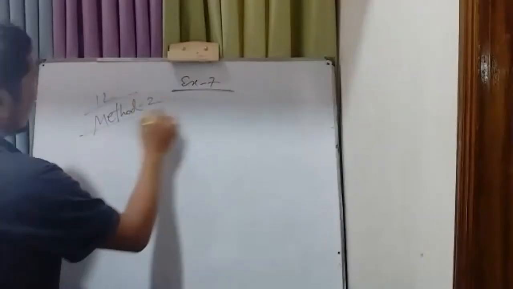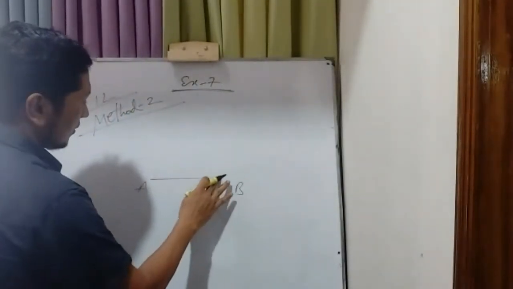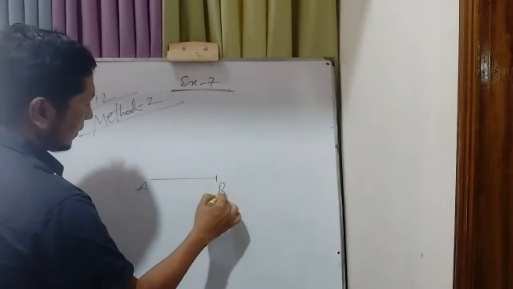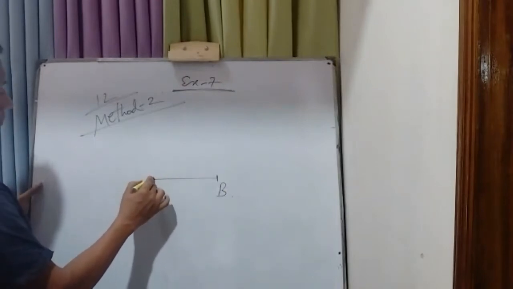Method 2. Suppose the line AB is given here. AB is 8 centimeter long, and you will measure it. You will take the proper measure. Okay. You will take 8 centimeter length by using a ruler.